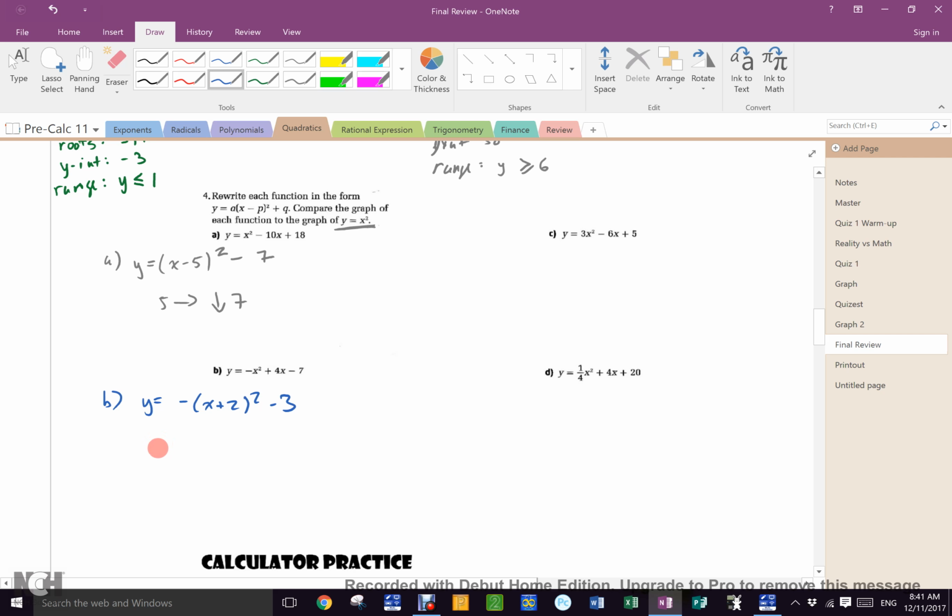How far did it move left? Two left. How far did it go up or down? Three down. Anything else change from the original one that looks like that? Yeah, it opens downwards. Nice. What about C?